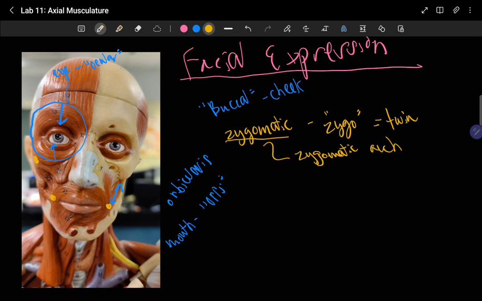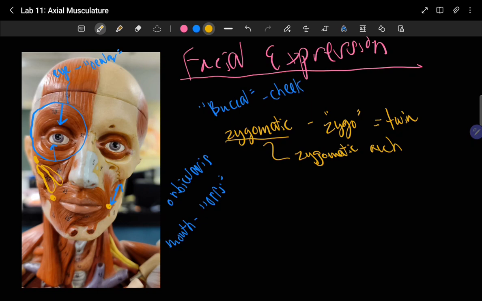So if we try to connect the dots here and see which muscles are running kind of superolaterally, it's going to be this one and this one. These are going to be our zygomaticus major and minor. Now that's another clue: we have a major and a minor muscle. The major muscle is going to be a little bigger, and it's also more inferior. So this is our zygomaticus major. Zygomaticus minor is going to be a little more superior. Those are just ways to practice identifying them. We have a lot of clues from the name already.